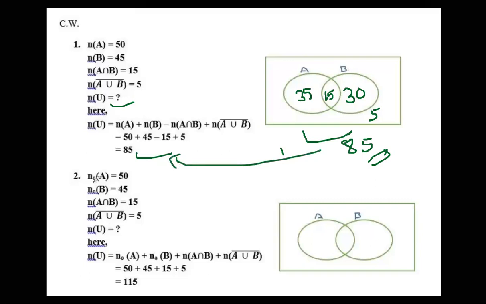Now see, what is there? So if there is only, so what will be the formula? Only A plus only B plus intersection plus complement. So just put the value. So 50 is there, 45 is there. Intersection is 15, so 5. Add all the numbers, we are going to get 115. Okay, this is going to be the value of n(U).